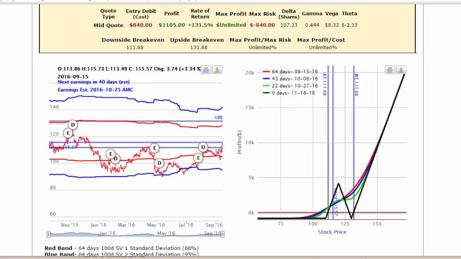Okay, always know your risk, always manage your risk, only trade with capital you can afford to lose, and always have a stop loss level in place.